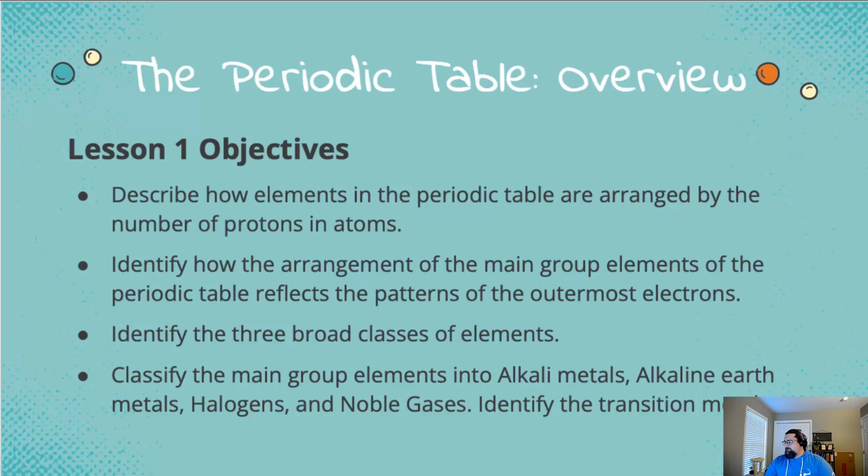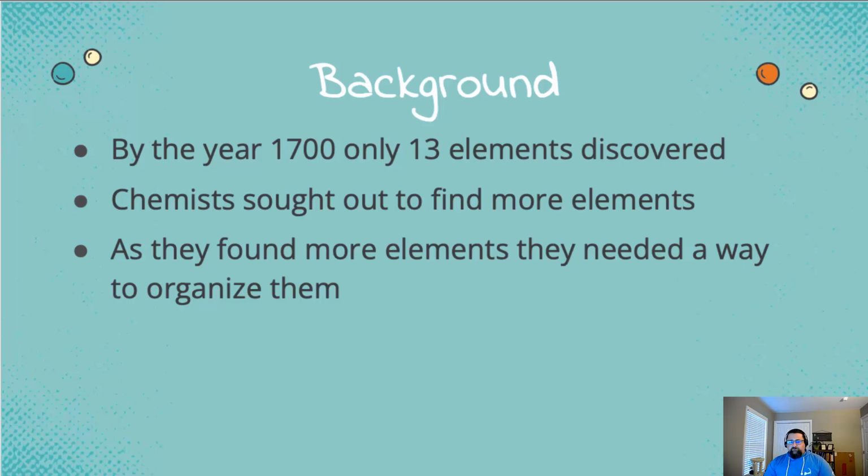All right, we'll talk about its arrangement by protons, the group of elements, three broad classes, and some of the main group elements. So a little bit of background on it. By 1700, we'd only discovered really a handful of elements, and most of them things that we could commonly use. But then there seemed to be a bit of an explosion in science, and we found ourselves discovering just a plethora of elements, and we needed some way to arrange them, some sort of categorization.